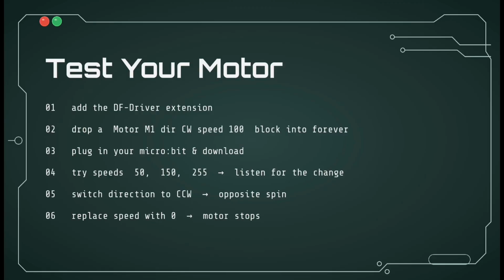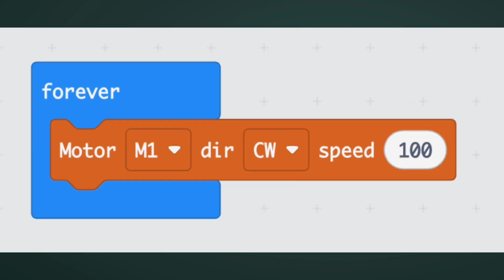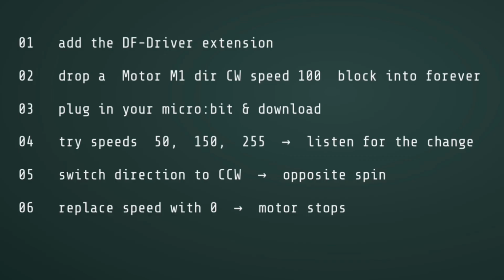All right, your turn to experiment. Follow these 6 steps and don't rush. 1. Add the DF driver extension if you haven't already, like we just went through. So click Advanced, then Extensions, then paste in the link. 2. Drop a motor M1, direction CW, speed 100 block inside your forever loop. 3. Plug in your microbit and hit download. Your motor should start spinning.